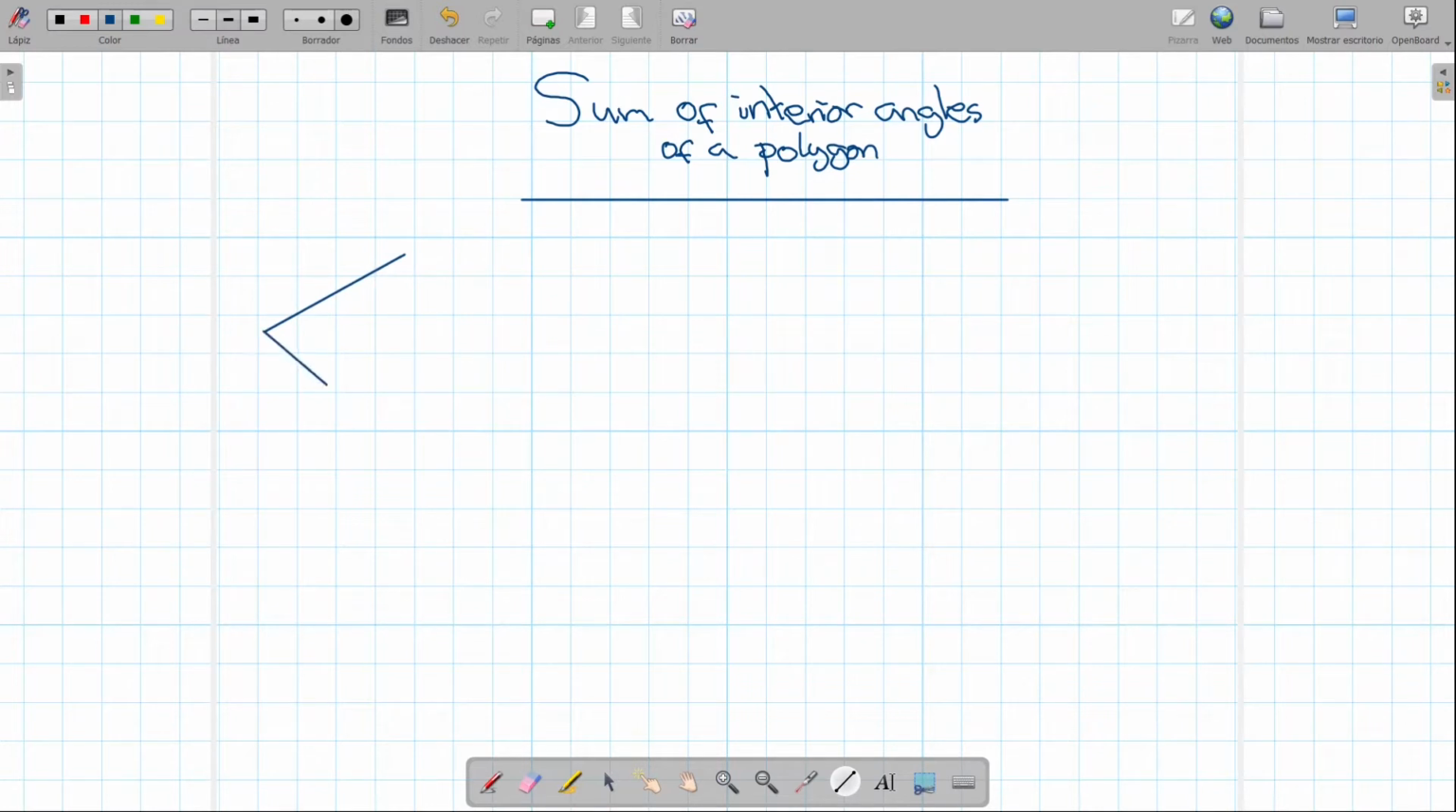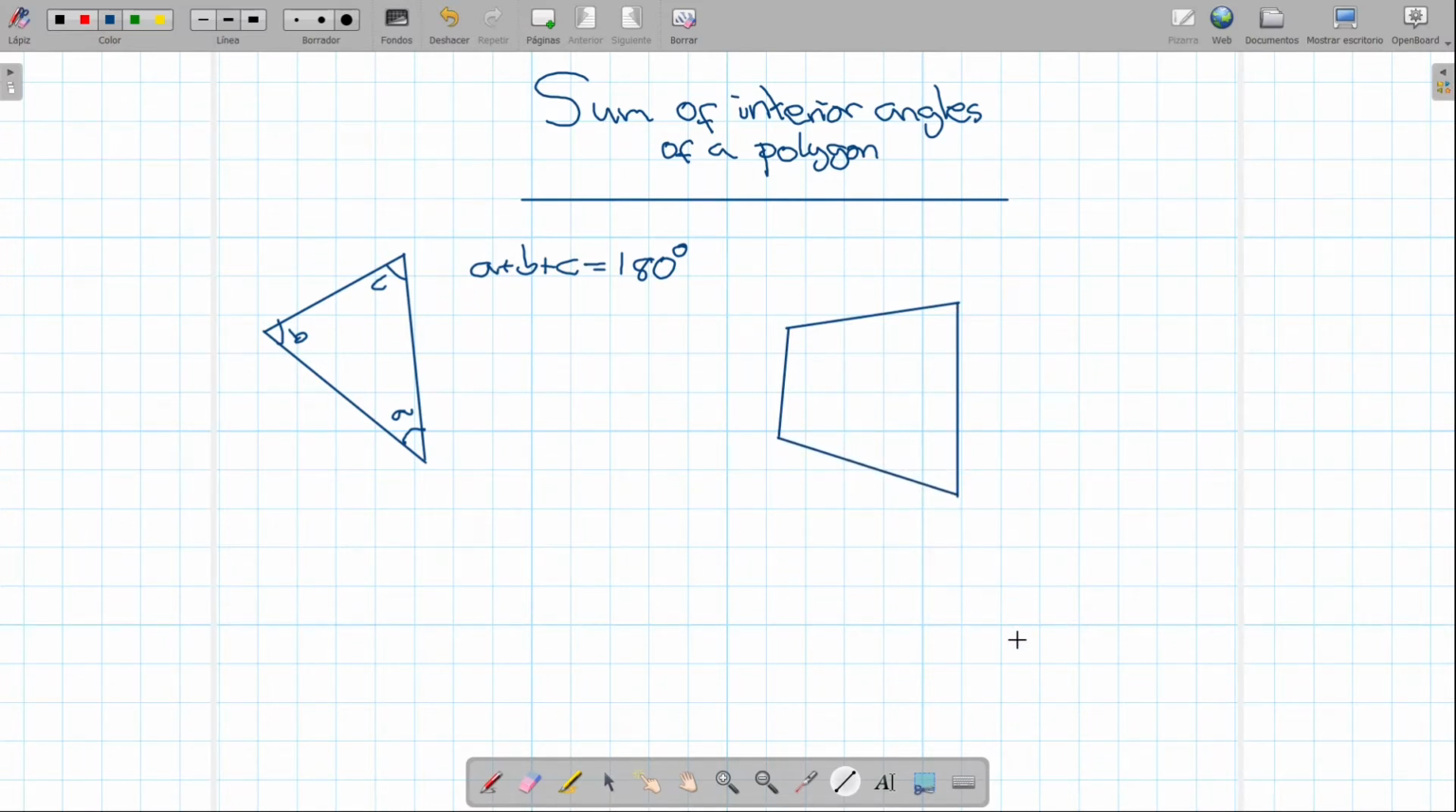Okay, and we already know that the interior angles of a triangle, so that would be A, B, and C, A plus B plus C equals 180. Okay, so what happens to the rest of the polygons when we start adding up sides? The next one would be a quadrilateral, so that would be four sides. It doesn't have to be a regular one.